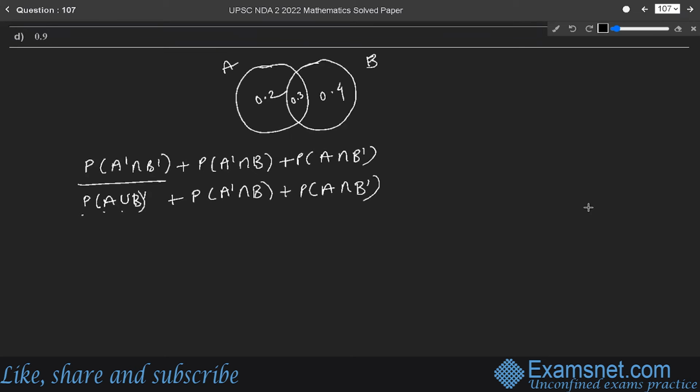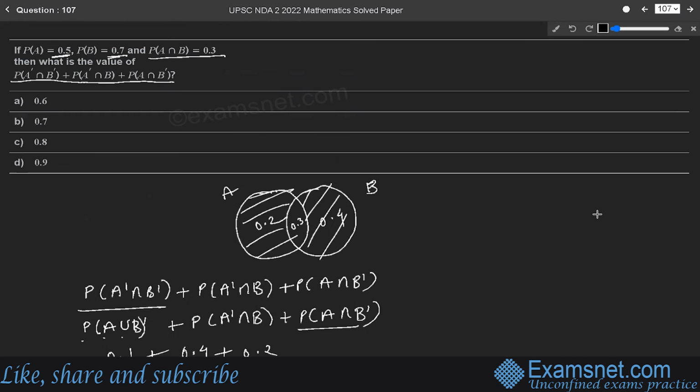So according to the diagram, it is 0.1 plus P of A complement intersection B, meaning only B, which is 0.4, plus P of A intersection B complement, meaning only A, which is 0.2. So it is equal to 0.7. So this is the value of the given expression. Therefore, option B is correct according to this question.